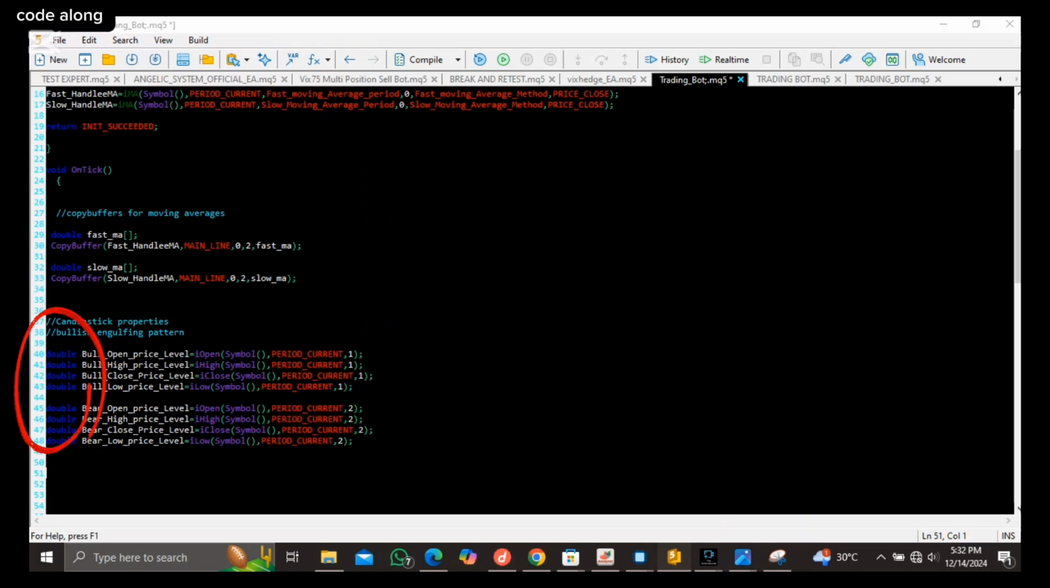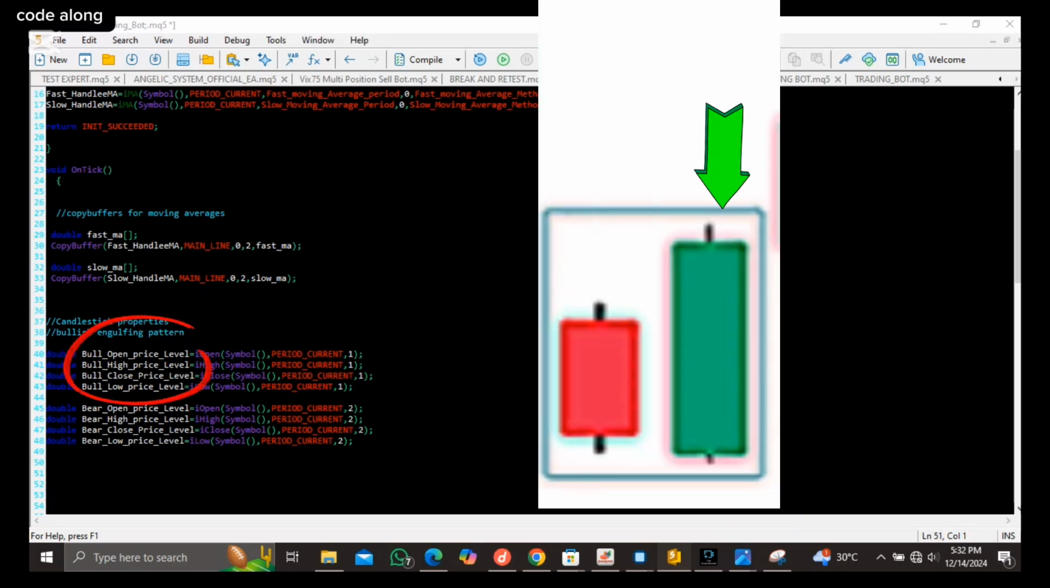The variables are declared as double because they hold decimal values representing prices. The bull variables refer to the bullish candlestick at shift 1, and the bear variables refer to the bearish candlestick at shift 2.